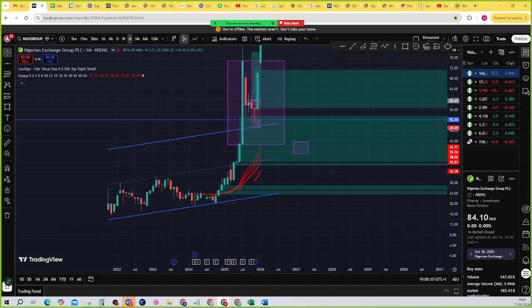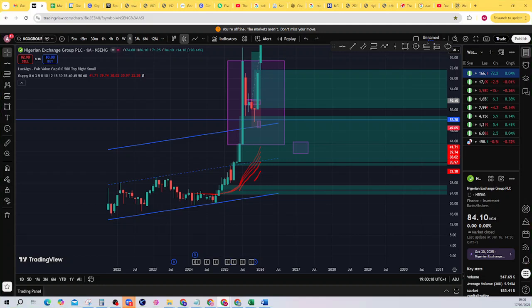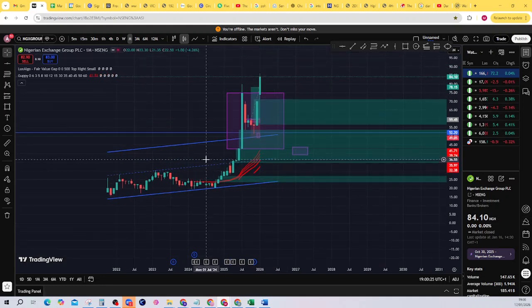Okay, so let's check another one. Which one is next now? Vitafoam. So for this one, it's still a hold. Hold it till the end of the month and let's see what happens. So let's check Vitafoam.